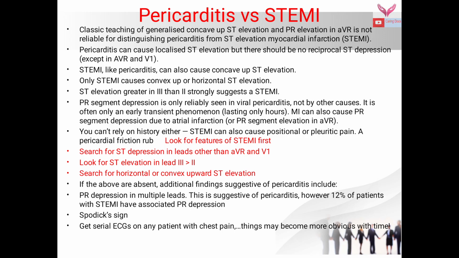However, 12% of the patients with ST elevation MI have associated PR depression. We can get the spodick sign in pericarditis. Always get serial ECGs on any patient with chest pain, and things may become more obvious with time.